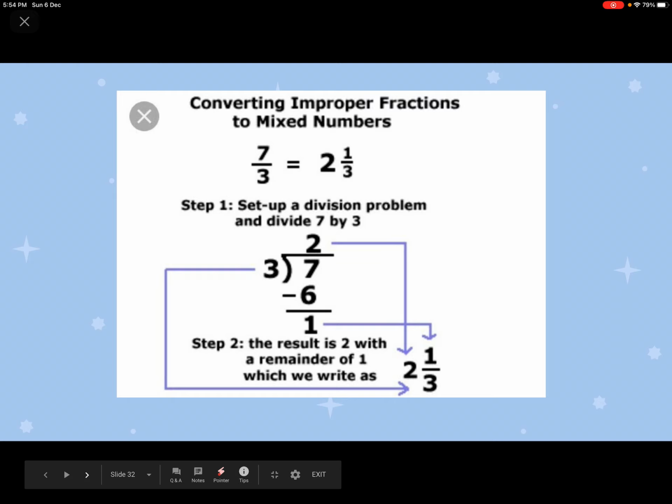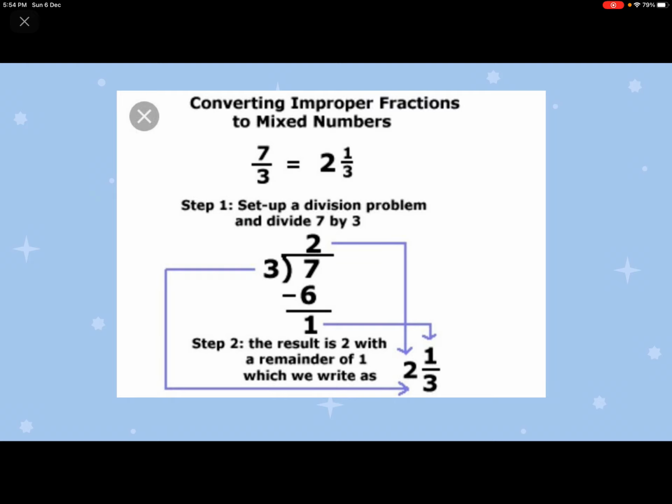Right? Now again, another example of conversion of an improper fraction to a mixed number. I have taken 7 upon 3. Simple division, 3 2s are 6, 1 remainder. What is the second step? The remainder is the numerator, this is my denominator, and this is my whole number. The result is 2 with the remainder of 1, which we write as 2 1 upon 3.